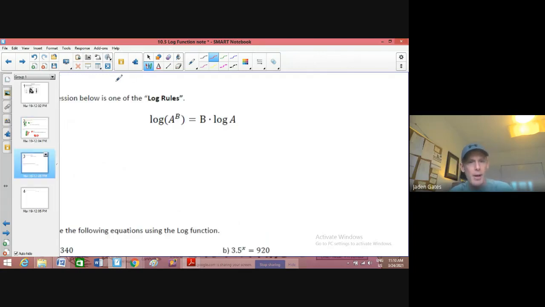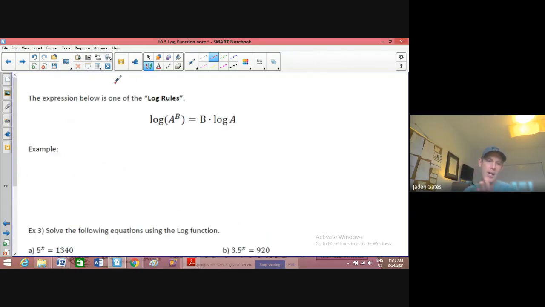Now, all about the log rules. Again, the log function is something you would specialize in if you took advanced functions, because there's several log rules. There's a bunch of them. There's like 10 of them, I think, somewhere in there. But we need one of the log rules, and here it is. The log of a to the power of b is equal to b times the log of a.